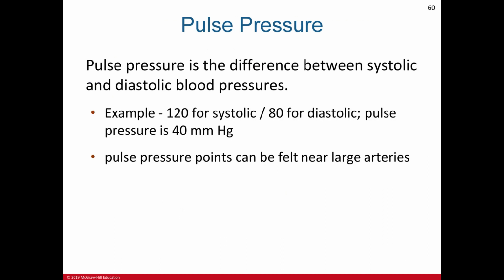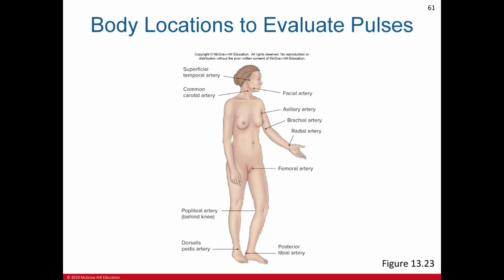Next is the pulse pressure. It is the difference between the systolic and the diastolic blood pressure. For example, the systolic is 120 and the diastolic is 80. So 120 minus 80 is 40 millimeters of mercury. The pulse pressure can be felt near the large arteries.